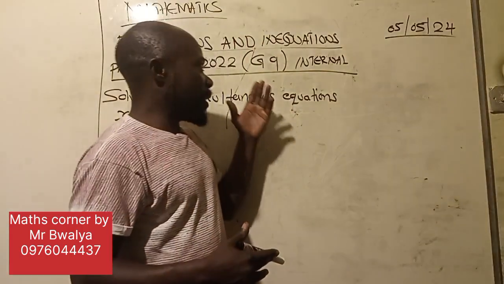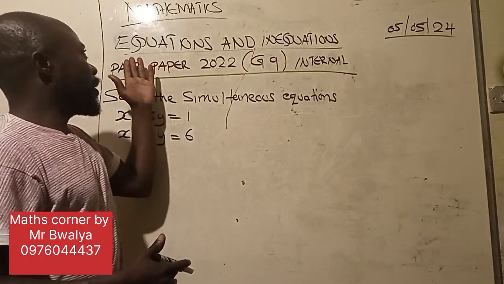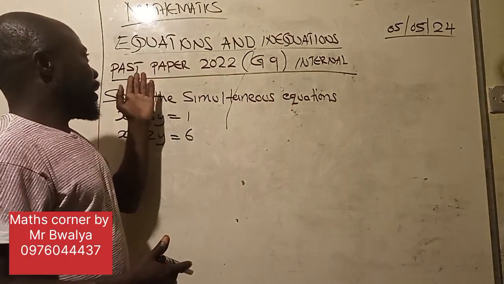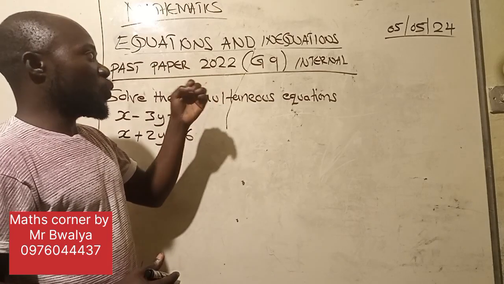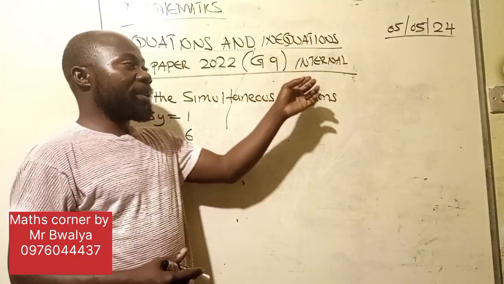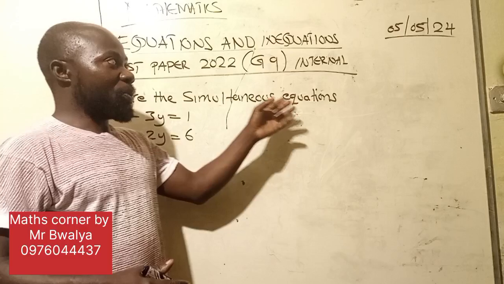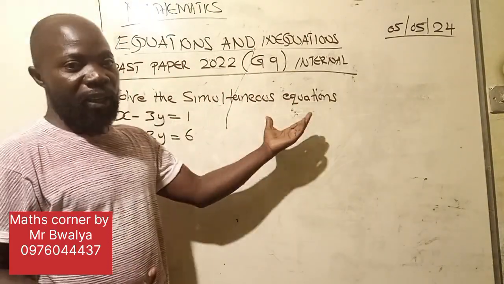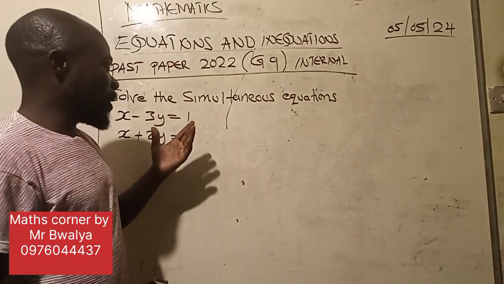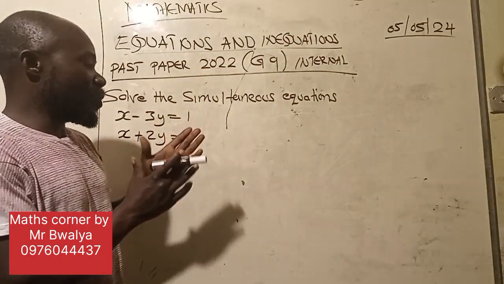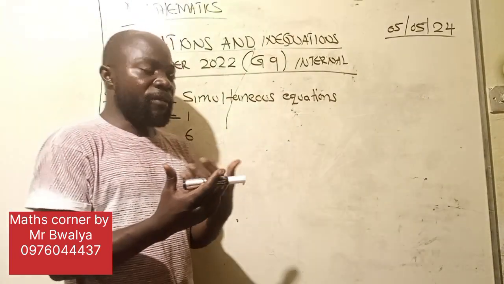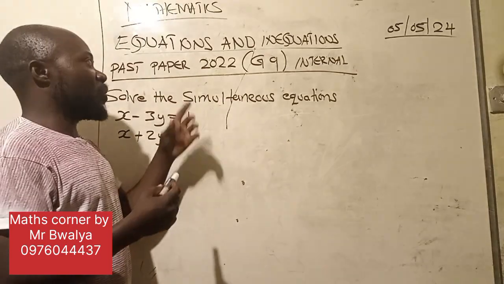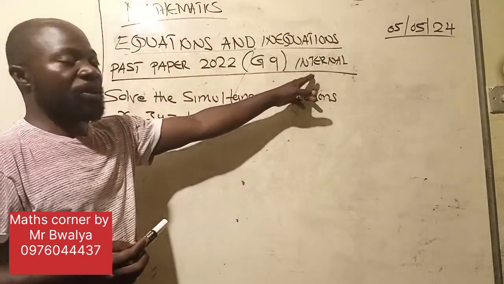Okay, so today we are looking at equations and inequations, past paper 2022, which is the grade 9 internal exam. Under equations and inequations there's what we call the simultaneous equations, which are simultaneous equations in two variables, solving the two variables. So today we're looking at the past paper questions which came in 2022 under the internal exam.